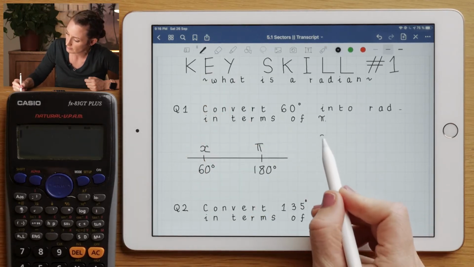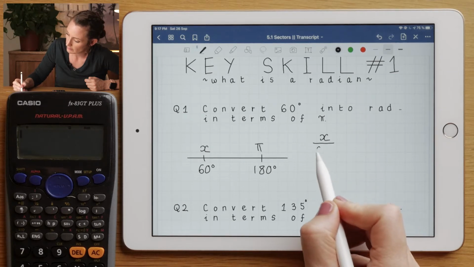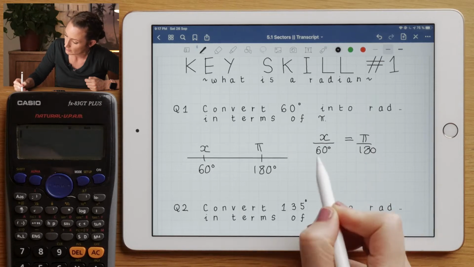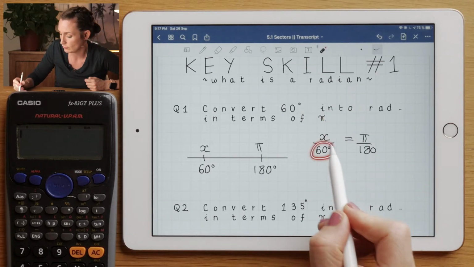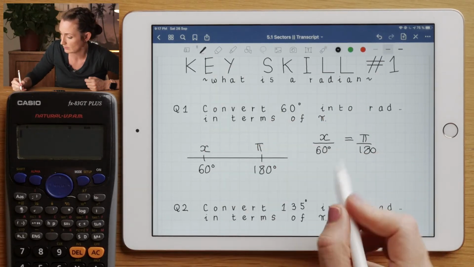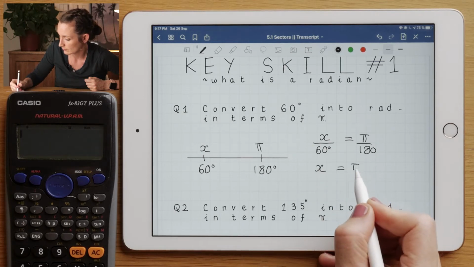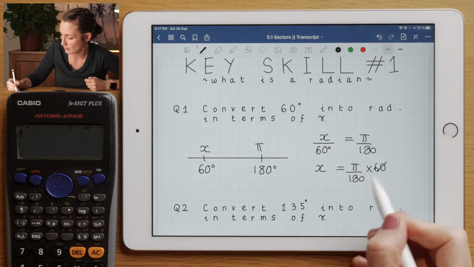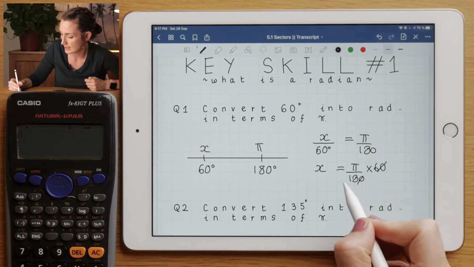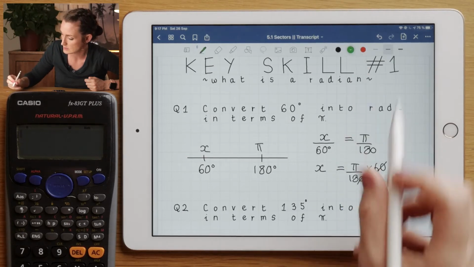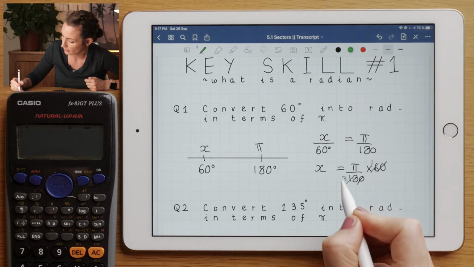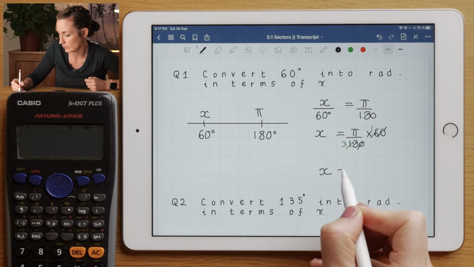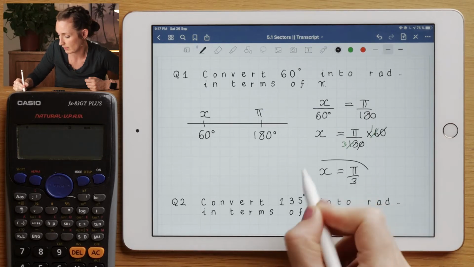Then you just set it up as an algebraic fraction. x over 60 is equal to pi over 180. You move the divide by 180 to the other side and make it a times by. Cancel down your fraction. 6 and 18 can be divided by 6, so that's going to be 1 and 3. So x is equal to pi divided by 3.